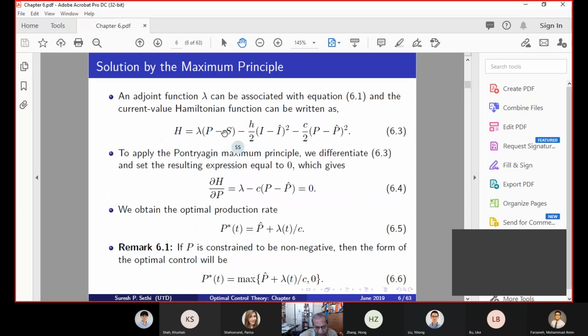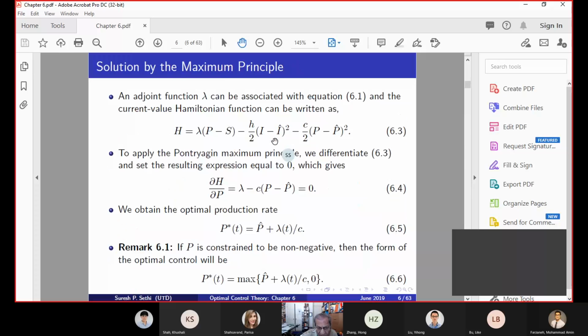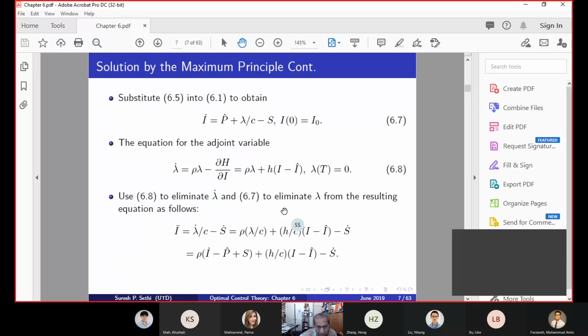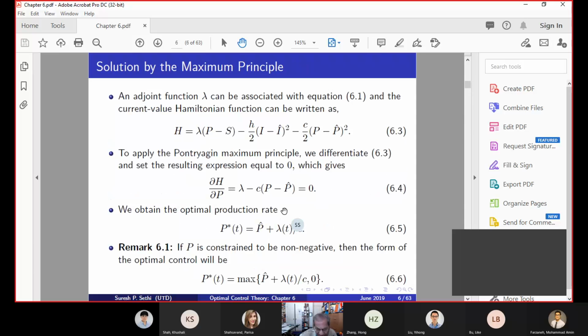If I can tell you that I is P minus S, and I already know what P is in this term. So let me do the following. We are going to assume that for the time being, our lambda is such that this quantity here is always going to be bigger than 0.